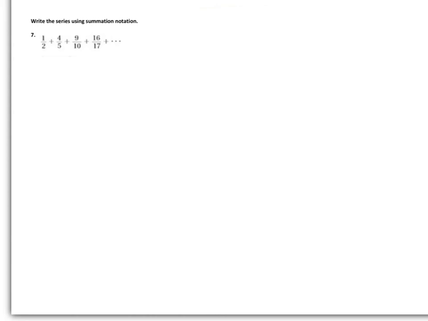Alright, so write a series using summation notation. Anytime it's a fraction, look at it as two separate things. Figure out the pattern for just the top and just the bottom. Okay? So let's look at this. If I look at just the top, I have 1, 4, 9, 16. That should pop out at you because those are all perfect squares.